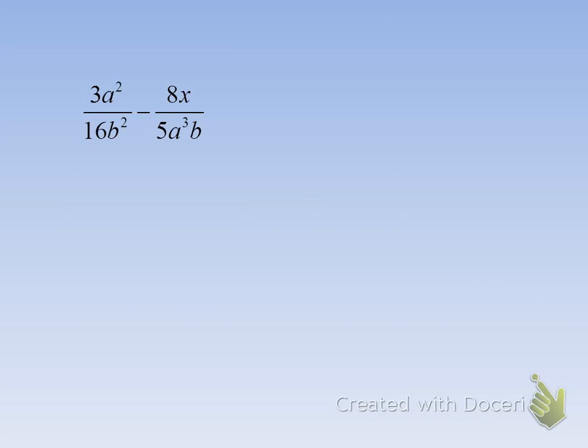Okay, so number 2, you have 3a squared over 16b squared minus the quantity 8x over 5a cubed b. I'm going to ask you for the LCD of these two denominators here. So the LCD of these two. Okay, so for this one, the LCD, you look it out, and I do recommend writing out what your LCD is like I do here. That way you know what you need to build up to. Is 80 a cubed b squared.